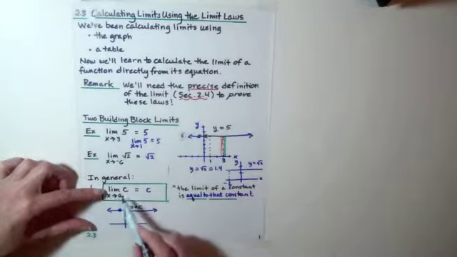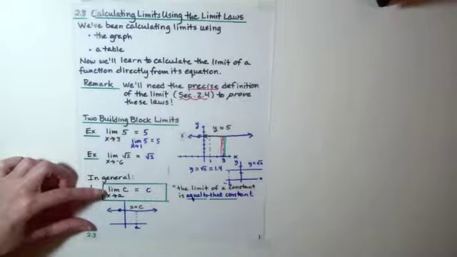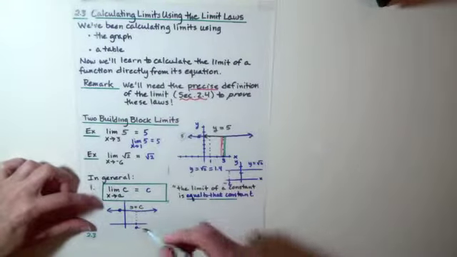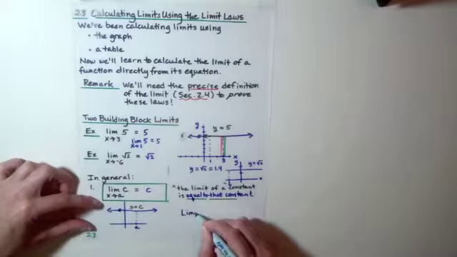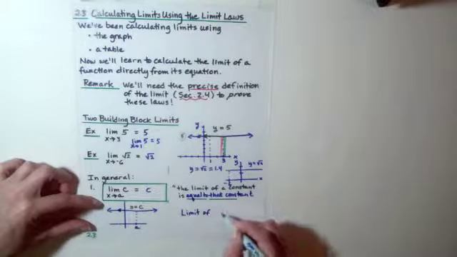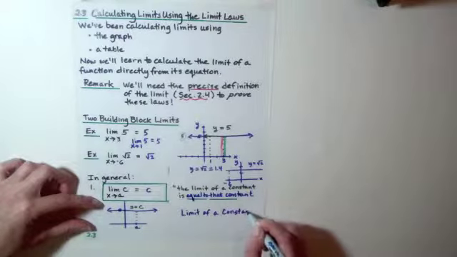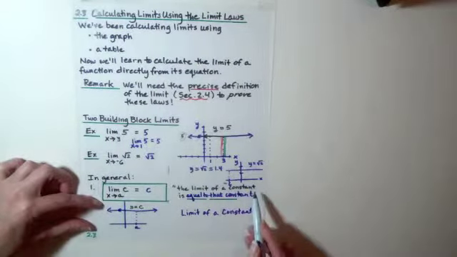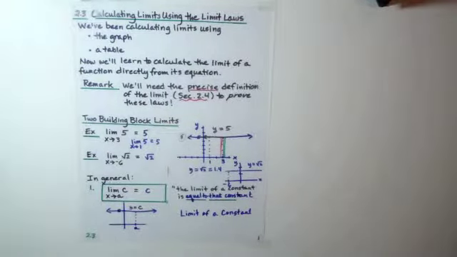So when we want the limit as x approaches any number a of the constant function c, we're going to get the output value c there. This building block limit is usually referred to as the limit of a constant. And what we really mean by that is the limit of a constant function. And the limit of any constant is just equal to that constant. Okay, let's go ahead and see if we can use this to try one other example.